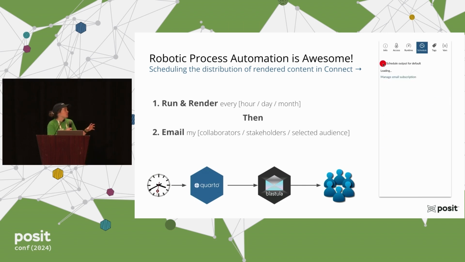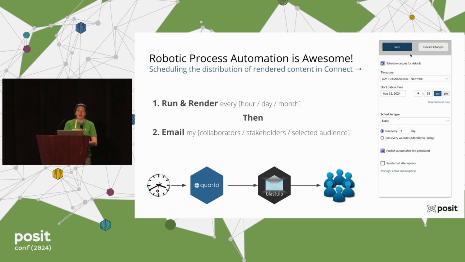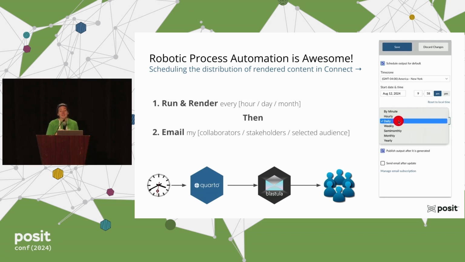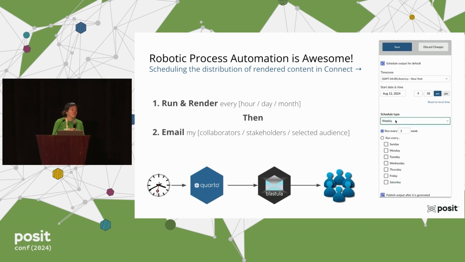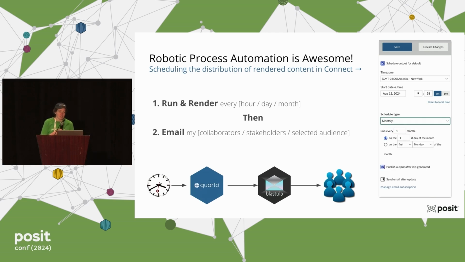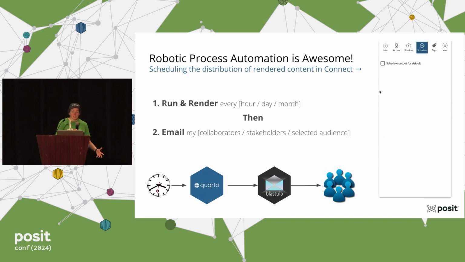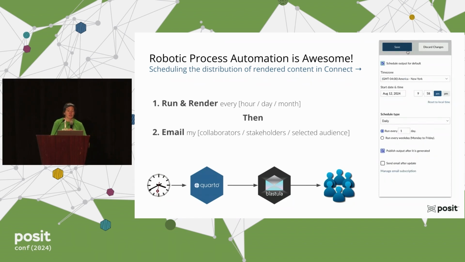I love this feature in Connect because I love robotic process automation. I love automating things. It's very fun. I love scheduling content. And you can't schedule interactive content. You schedule something to run and render, and then you can distribute it out to your audience, which is very cool. It can go out. You can create a custom email to send to them. And then everybody who you need to update about something on a set schedule can get that update.